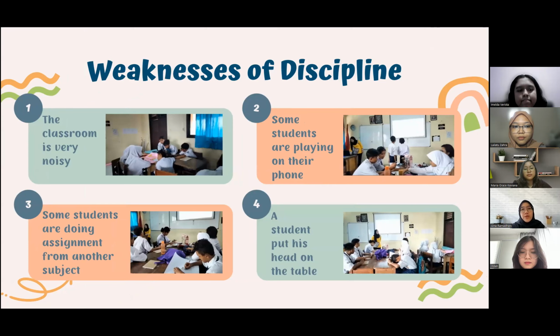All right, thank you, Imelda. The next part is weaknesses of discipline. The first one is the classroom is very noisy. The students often talk to each other when the teacher gives explanation about the material regarding the descriptive text, but the noisy students kept talking even when one of their friends tried shushing them.